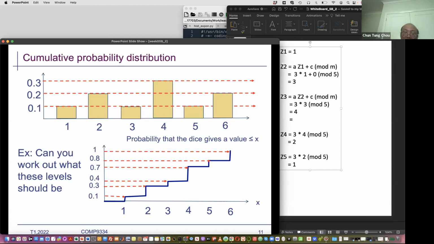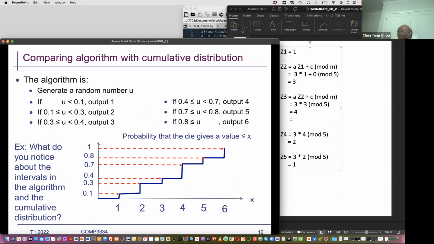Now, I'm going to make a comparison. This is the algorithm that you have come up with, okay? And this is the cumulative probability function, okay? Now, do you notice something? Here, for the algorithm, you're using the numbers 0.1, 0.3, 0.4, 0.7, 0.8.